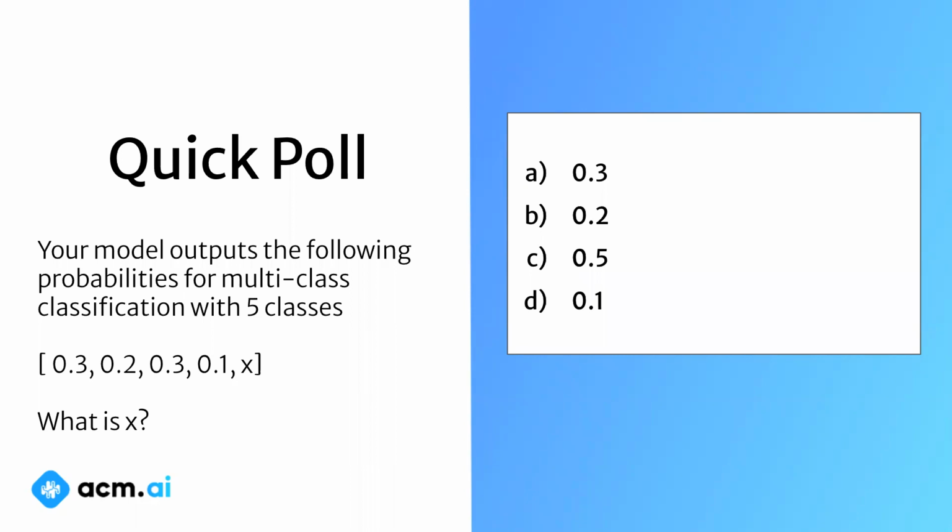Could you explain why? Exactly, yeah. So softmax again squishes all the values to add up to 1. So the answer for this one is 0.1.